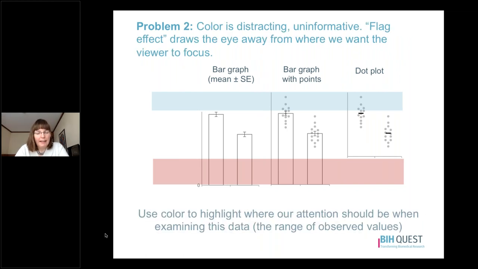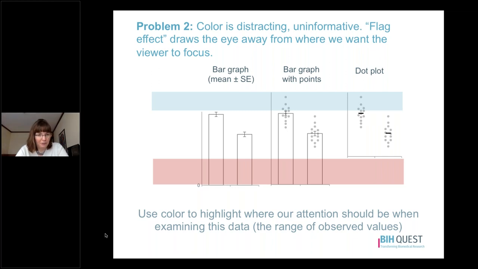So I did that, and this is the second version of the figure that I ended up with. It's cleaner and there are fewer details to look at, but it's still not really conveying a clear message. The next problem that's immediately obvious to us is that the use of color is distracting and uninformative. We have this kind of flag effect of the blue, white, and red stripes going across the graph, and that draws our eye away from where we want the reviewer to focus.